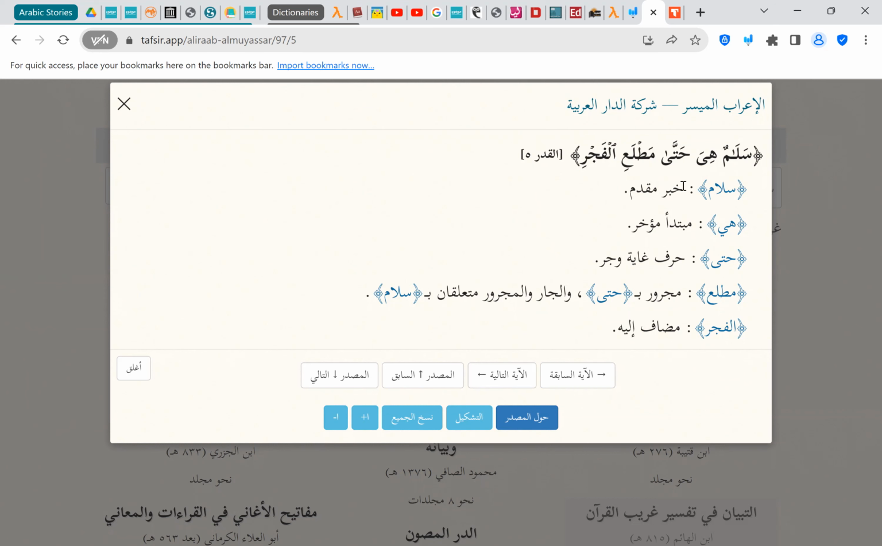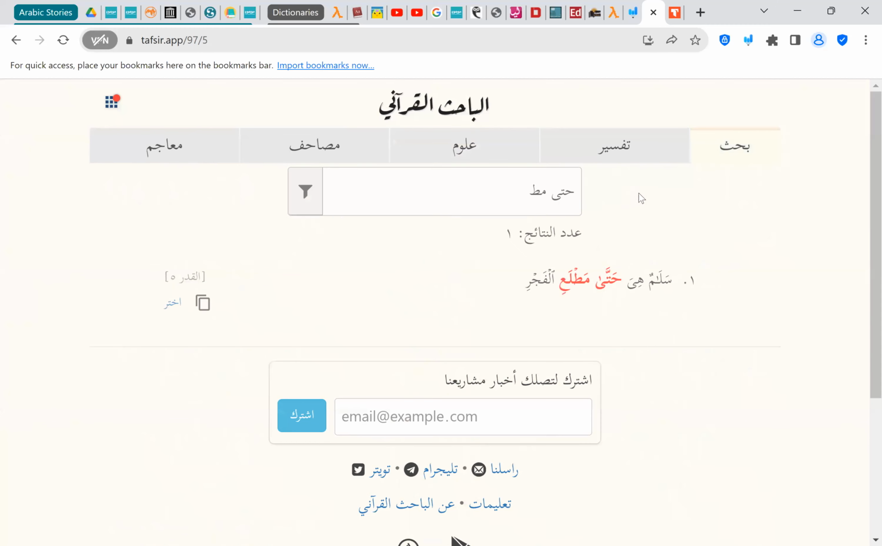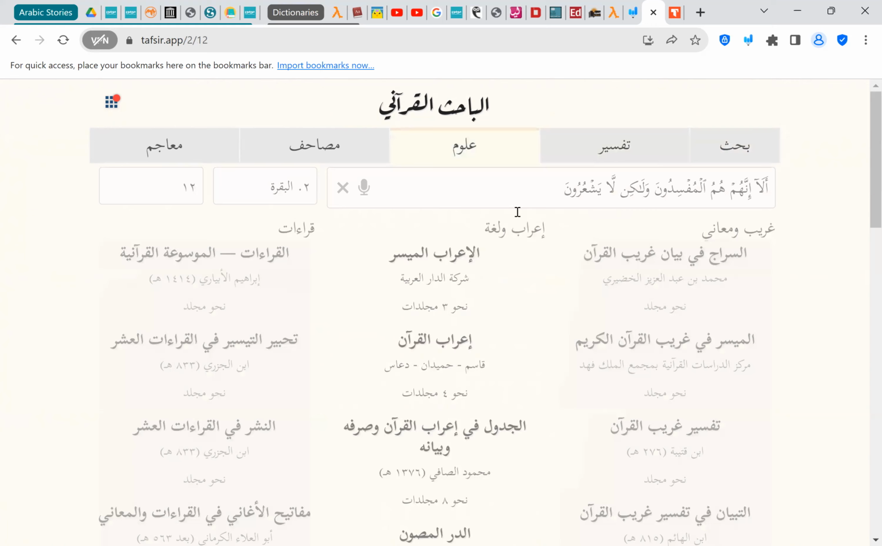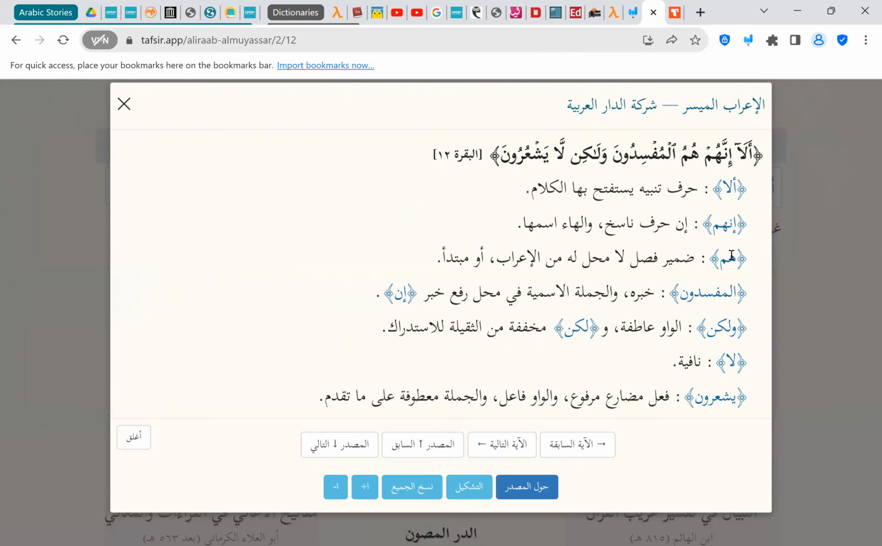I had a feeling. I want us to look at maybe another lakin. Let me pull out the lakin example so that you can see how they write lakin, so that you're familiar with that. Let's pick this first one. It's short and simple. You see what they will probably say about lakin. So لكن الواو عاطفة ولكن مخففة من الثقيلة للاستدراك. So you see what they're saying?